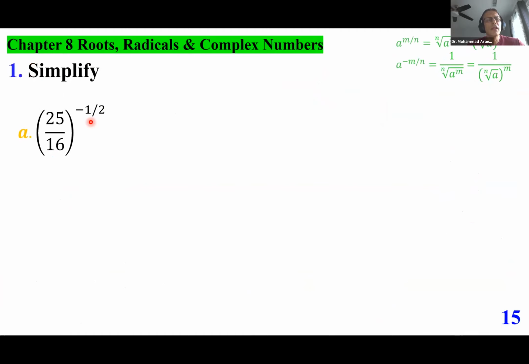Whenever we have a negative exponent, there are various ways of dealing with that. In this case, we flip this over to the power of 1/2. Which means the square root, 16 comes out as 4, 25 comes out as 5.